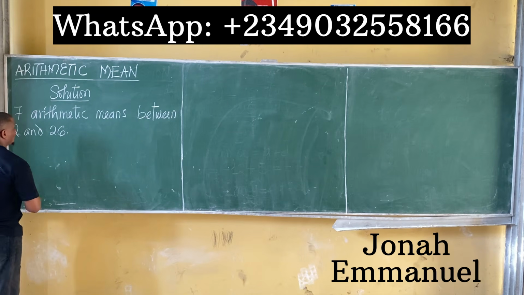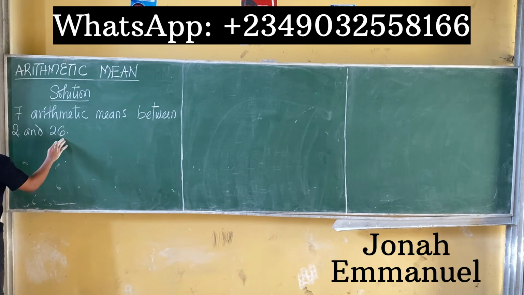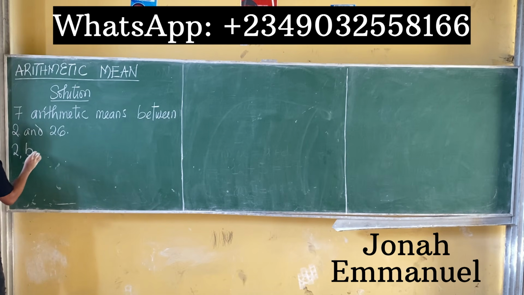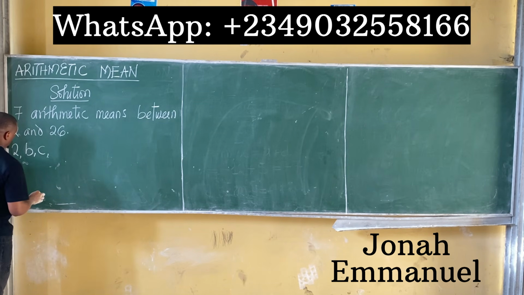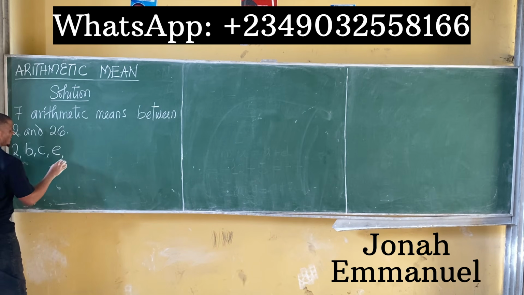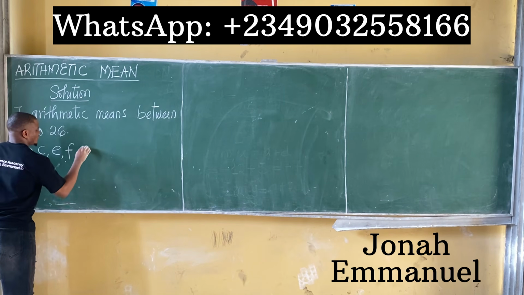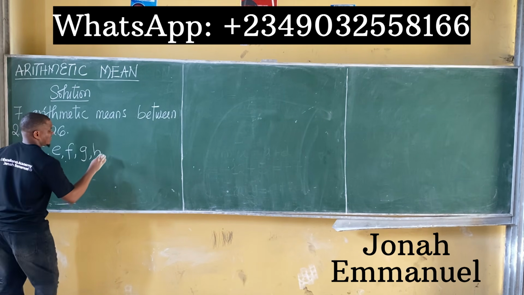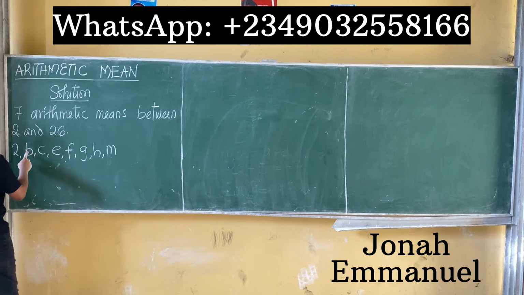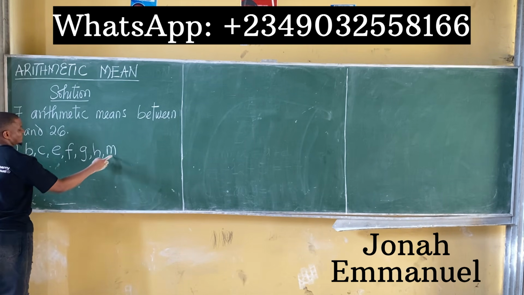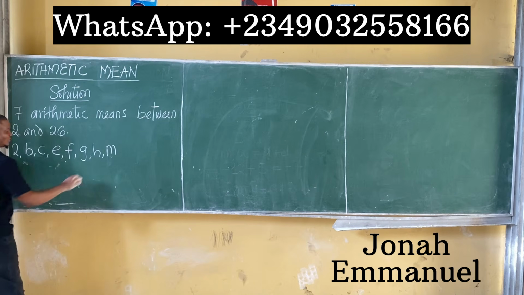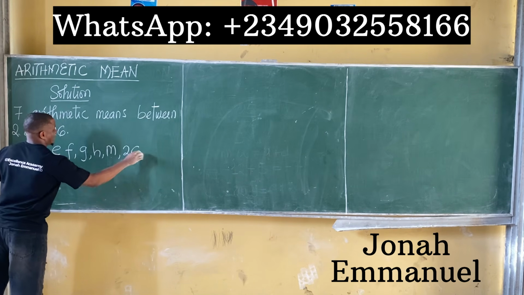Now, to solve this question, we'll have 2 and 26. So we'll insert 7 terms in between them. Let's take the terms there as B, C, E, F, G, H, M. Let's see: 1, 2, 3, 4, 5, 6, 7. All right, these are 7 terms in between 2 and 26. So we can now stop here.